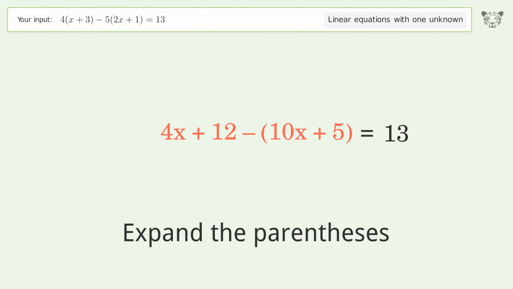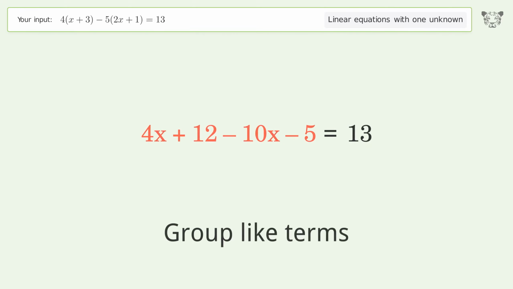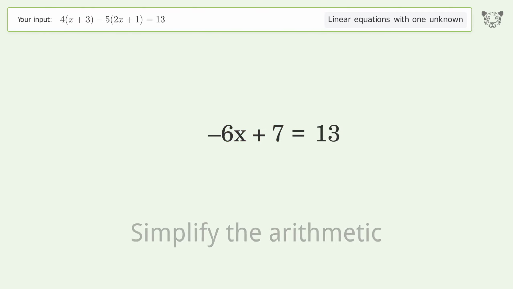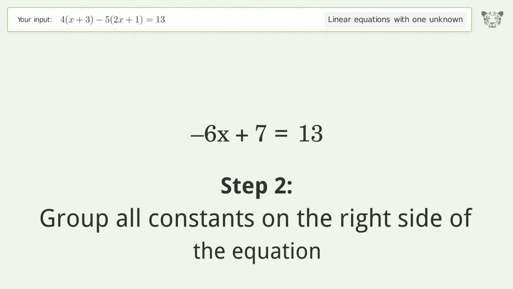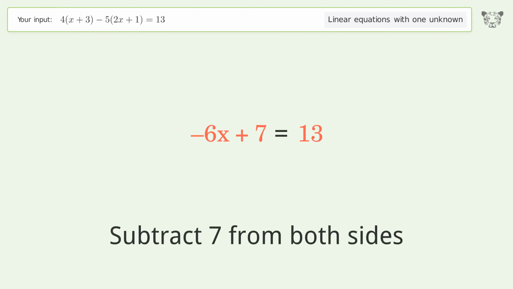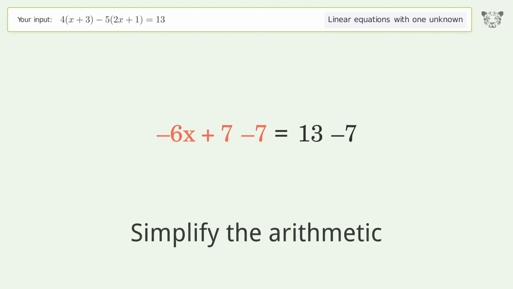Expand the parentheses. Group like terms. Simplify the arithmetic. Group all constants on the right side of the equation. Subtract 7 from both sides. Simplify the arithmetic.